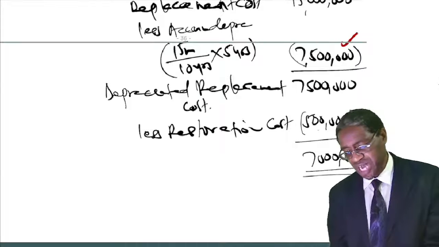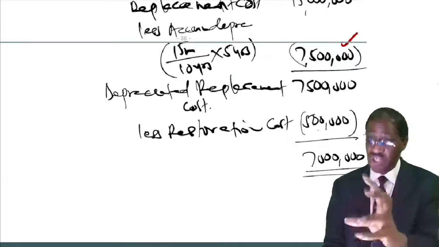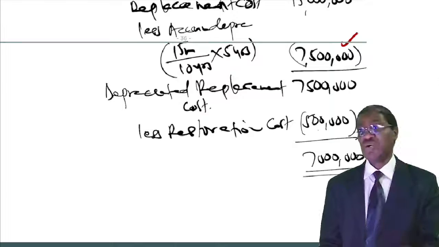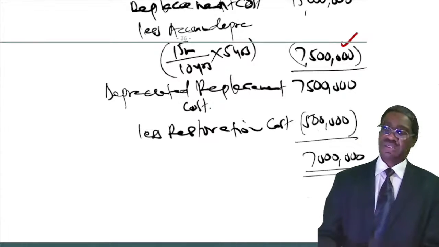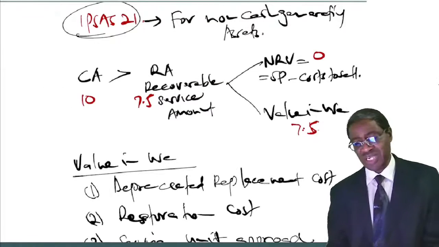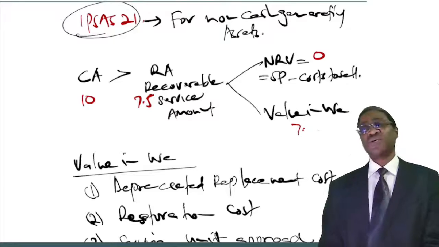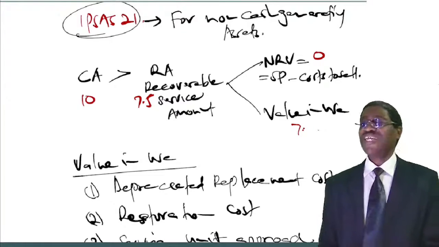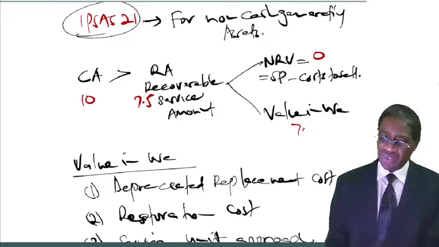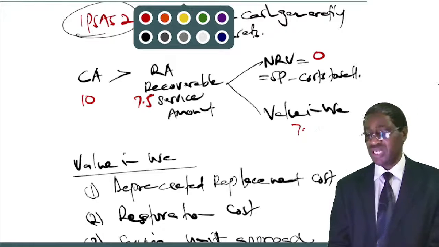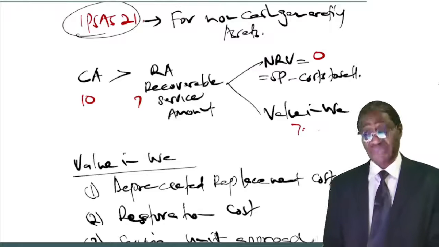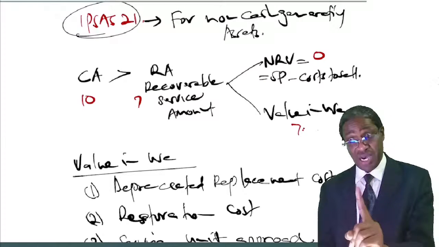That 7 million now becomes the value in use as per the second method, which we are calling the restoration cost method. Once you now know the value in use, which in our case here we are assuming to be 7 million, compare that again with the net realizable value, which I'm saying in most cases it will be 0. Get whichever of the two is higher, which in our case now we are assuming again 7 million. That becomes the recoverable service amount.